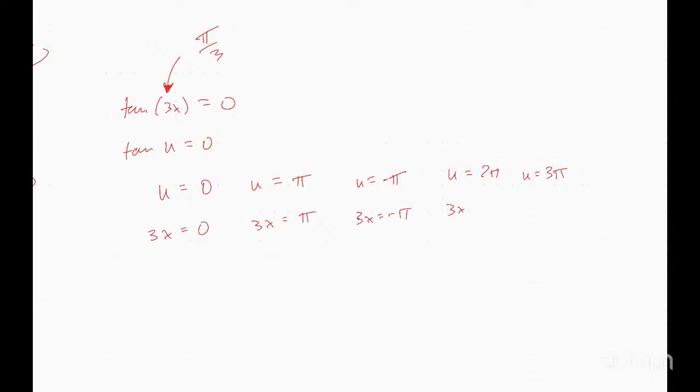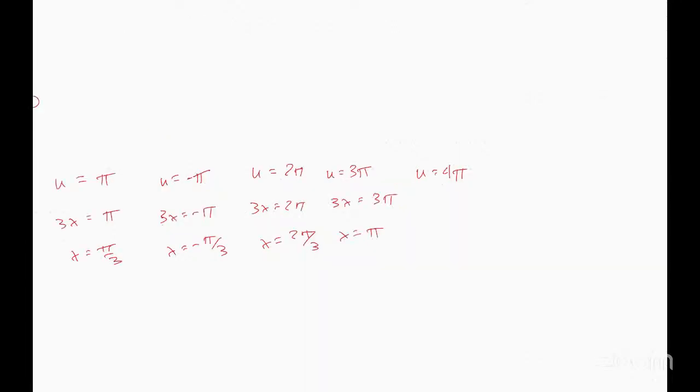So now let's solve all of these. x equals 0, x equals pi over 3, x equals negative pi over 3 if I need that one, which I don't. x equals 2 pi over 3, x equals 3 pi over 3, which is pi. We got to keep going, don't we? x equals 4 pi over 3. Keep going. x equals 5 pi over 3.